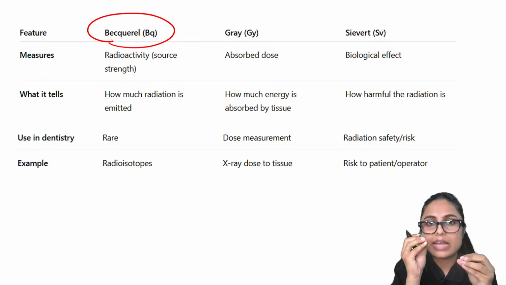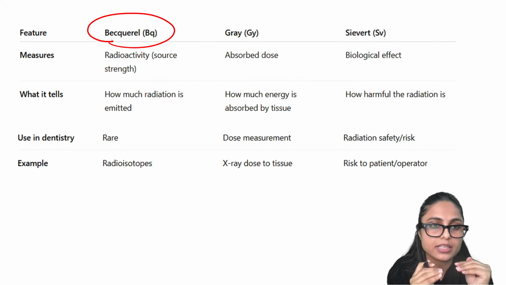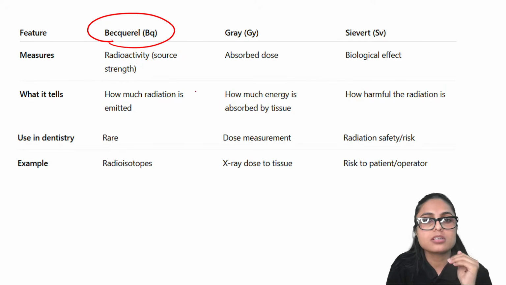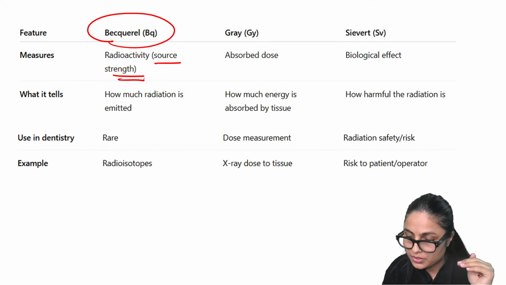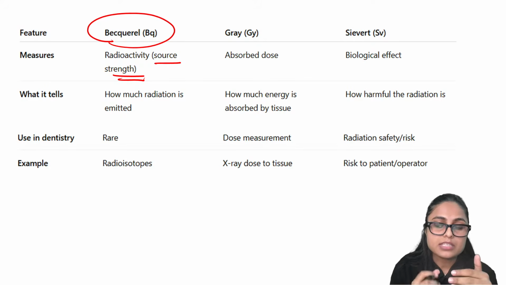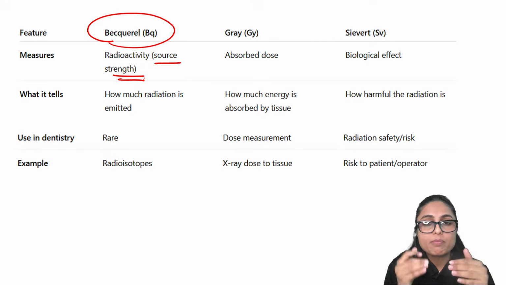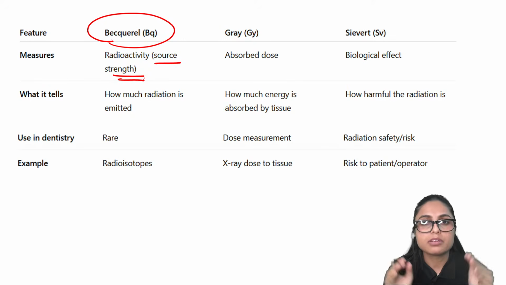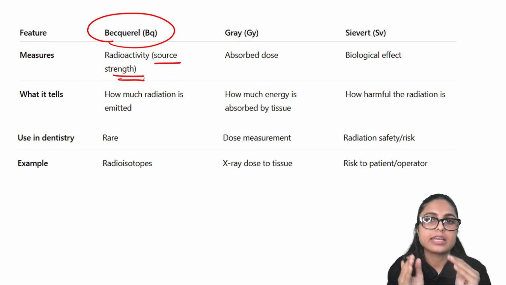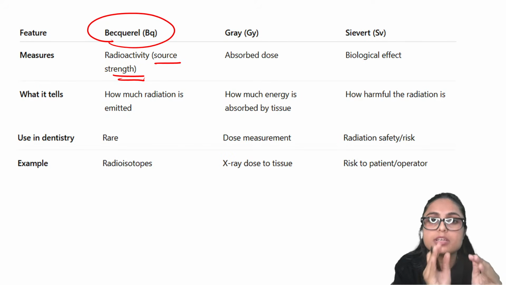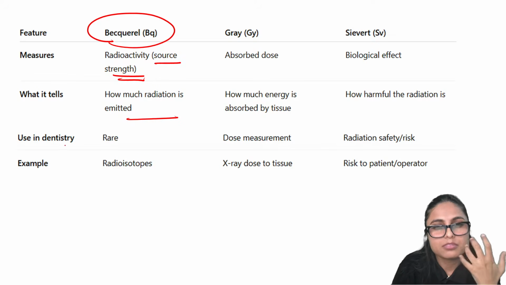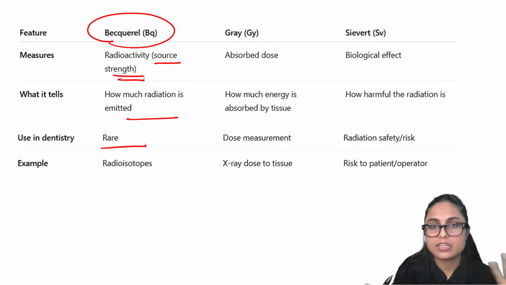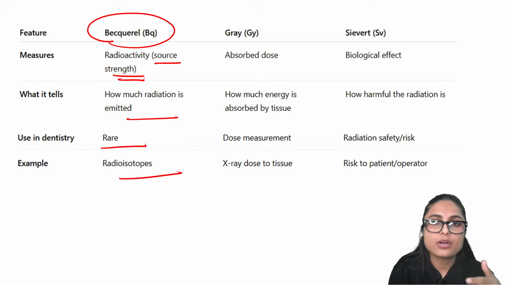Becquerel is the SI unit for radioactivity. It actually measures the source strength. That means you have a radioactive atom, how much radiation that atom is releasing is measured in becquerel units. Whether it is used in dentistry, rarely it is used. Example, radioisotope.